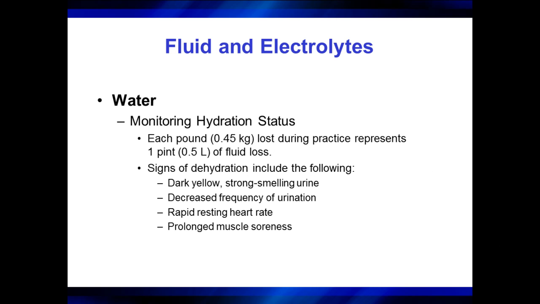So maintaining water levels is exceptionally important, particularly for athletes, as it can impair performance. Dehydration means that you can't regulate your temperature as well, and hence why it's so important for athletes to regularly top up their water levels. Signs of dehydration are things like having a very, very strong yellow urine, obviously urinating less. It can also lead to an increased heart rate, and it can prolong muscle soreness.